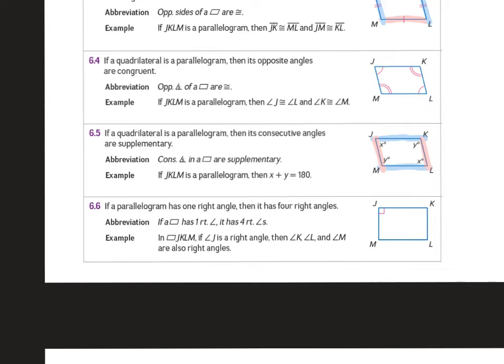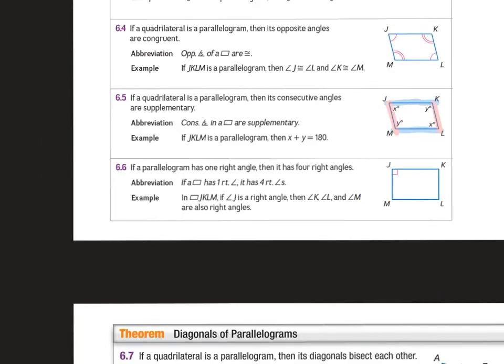So just know that consecutive interior angles are supplementary. So it could run north and south or east and west. X and Y will add up to be 180 degrees. That's what it means to be supplementary. We've kind of saw theorem 6.6 again back in chapter 2, but it states this: if a parallelogram has one right angle, then it has 4 right angles.